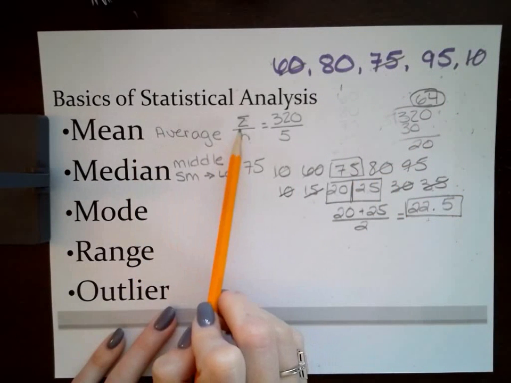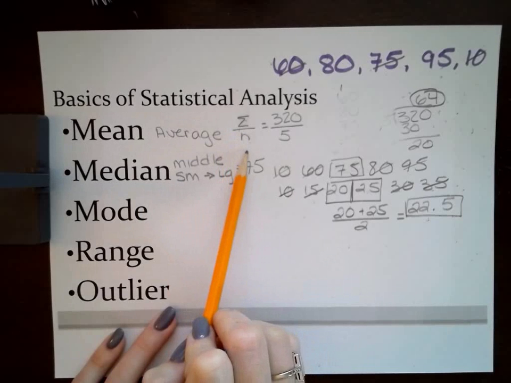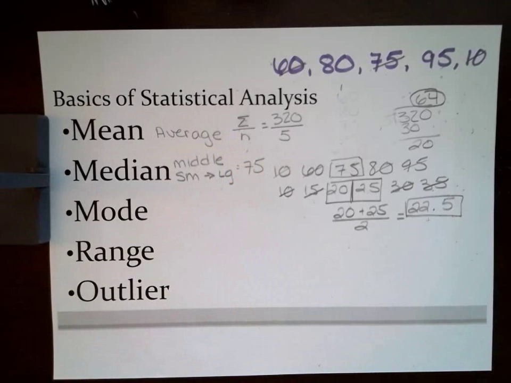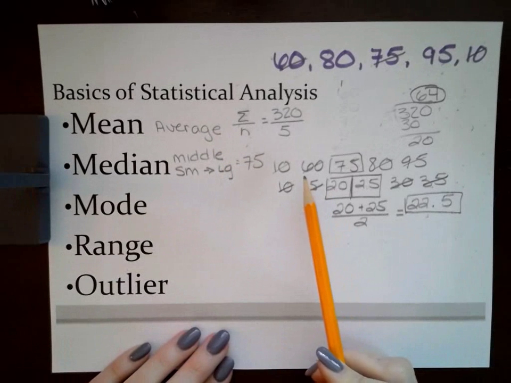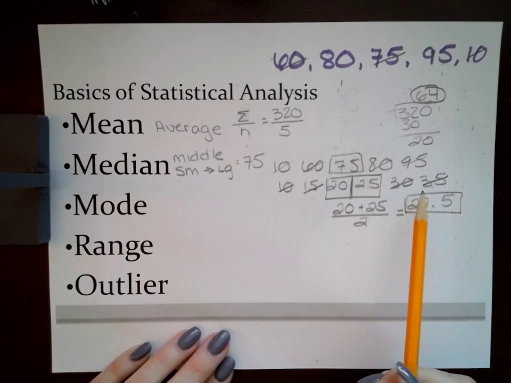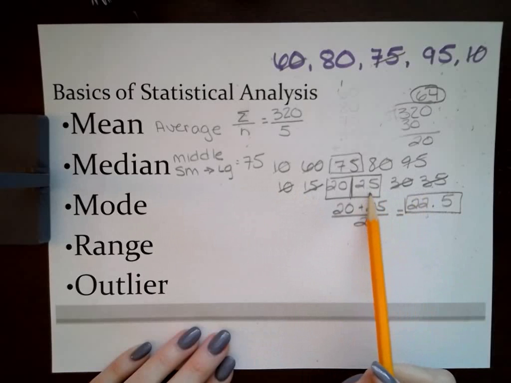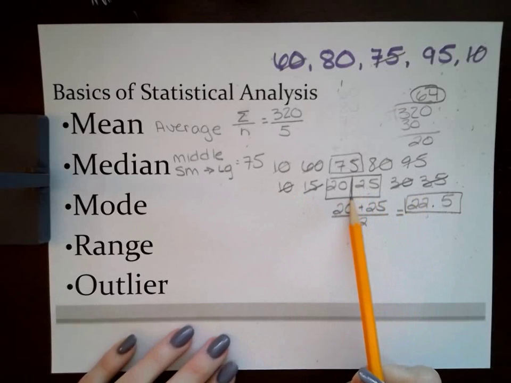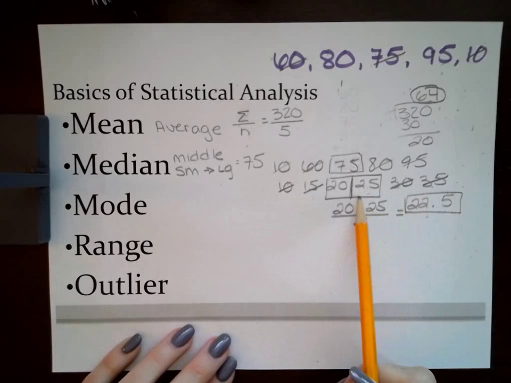So mean, we add all of the numbers up, divide by however many numbers we have. The median is the middle number when the data is arranged in order from smallest to largest. If we have an even number of data, we must take the middle number or the average of the 2 middle numbers to get that middle number.